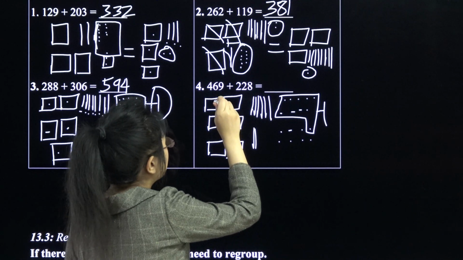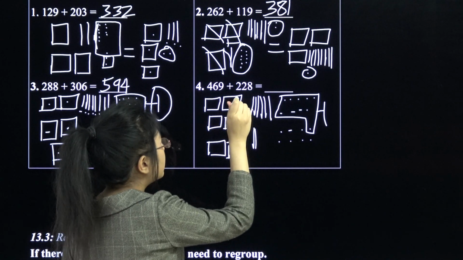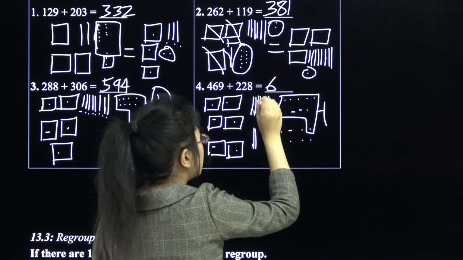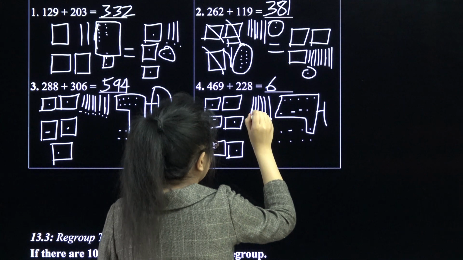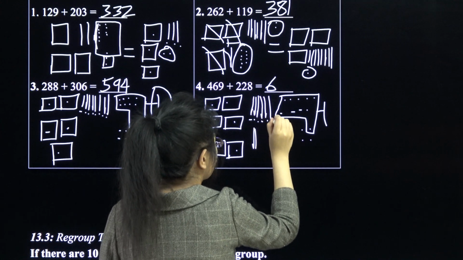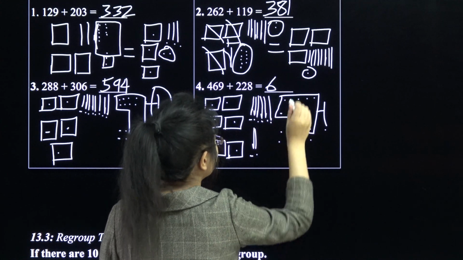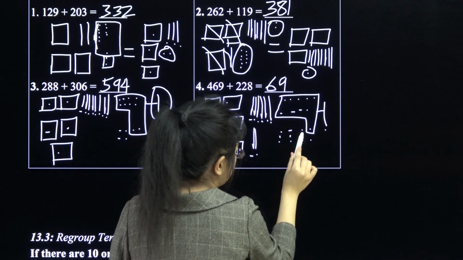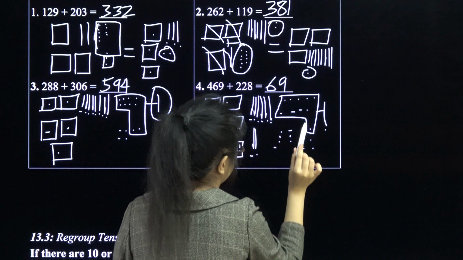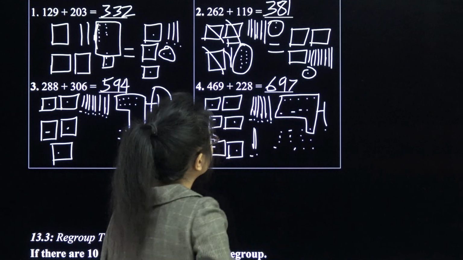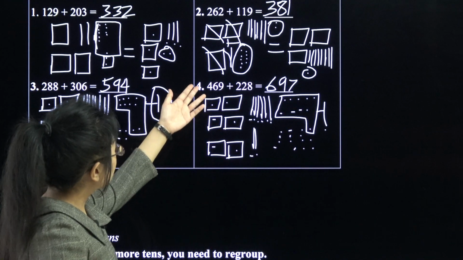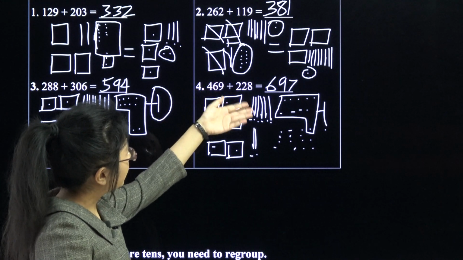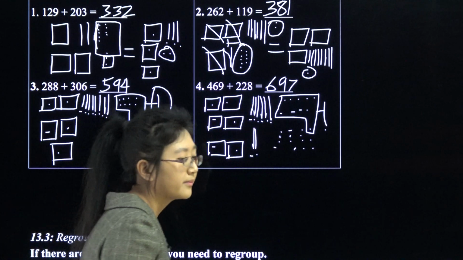Now we're going to count. How many hundreds are there? 1, 2, 3, 4, 5, 6. How many tens are there? 1, 2, 3, 4, 5, 6, 7, 8, 9. And how many ones are there? 1, 2, 3, 4, 5, 6, 7. So 469 plus 228 equals 697.